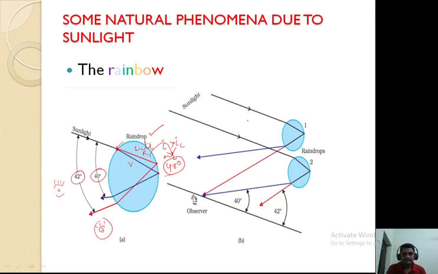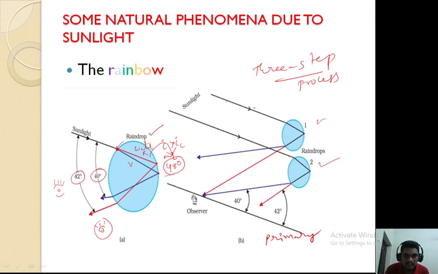Next, these B and C figures represent the primary and secondary rainbow. This is about the primary, and the next one is the secondary rainbow. The primary rainbow is a three-step process. What happens here? This is an observer, here the observer is located. When sunlight passes through these two rain droplets, I am taking two rain droplets, and this is sunlight.